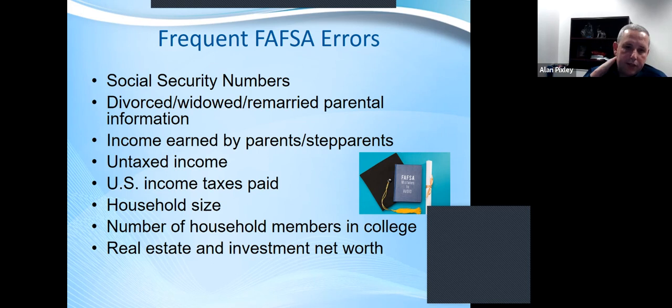Real estate and investment net worth. The FAFSA asks for net asset information. So sometimes people get confused and they may think, oh, my real estate, I need to put my house. It's not the house that you live in, but if you had investment income, or you had rental property, or you had a vacation home, then you would be required to list that.